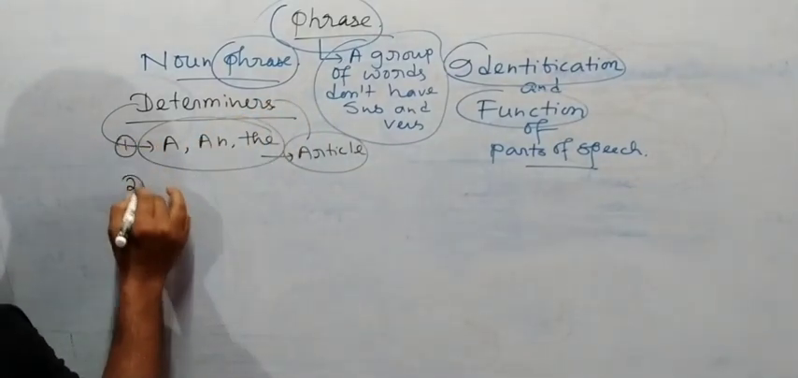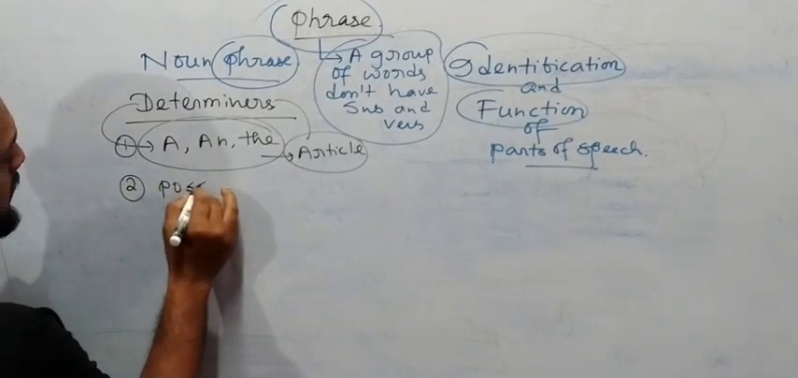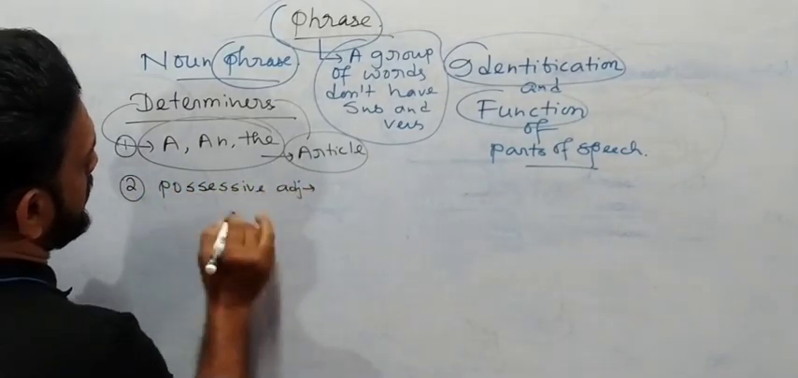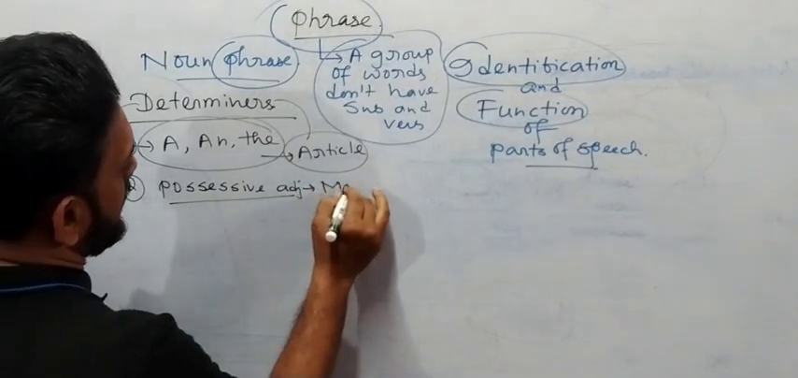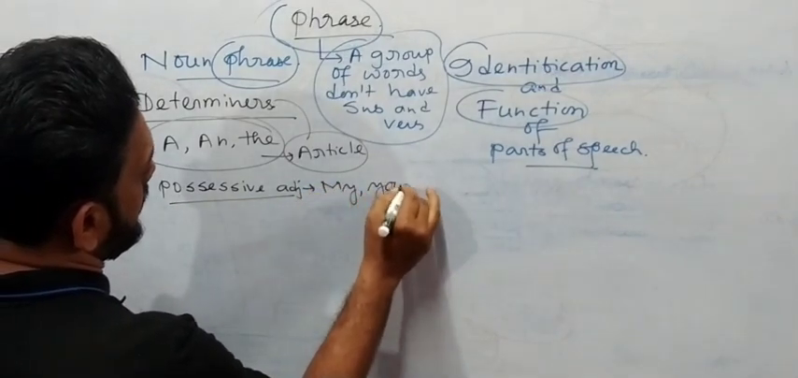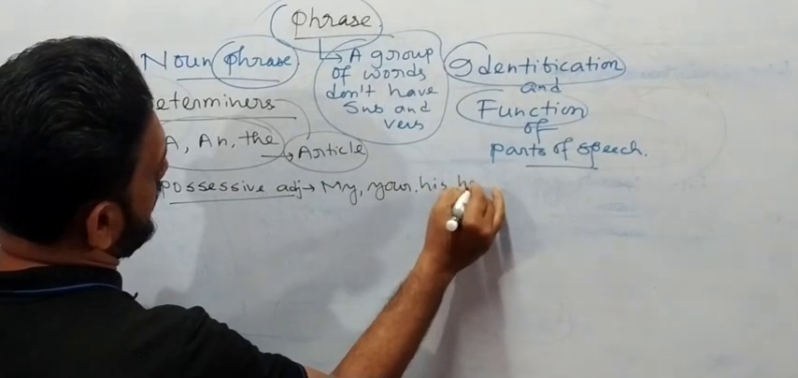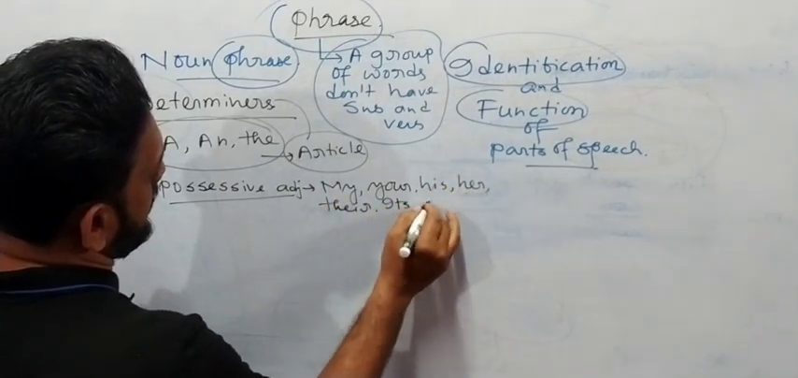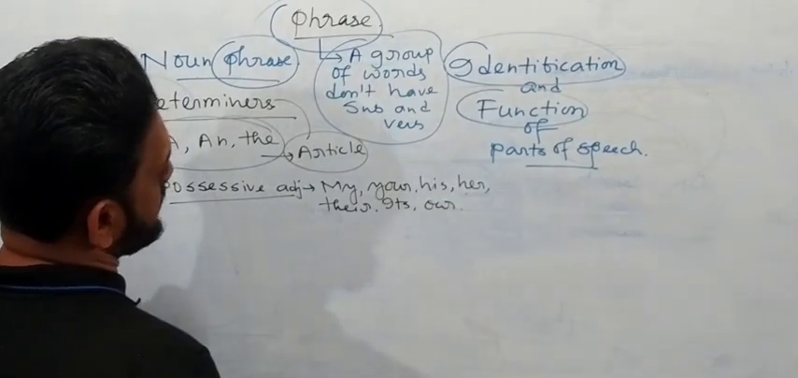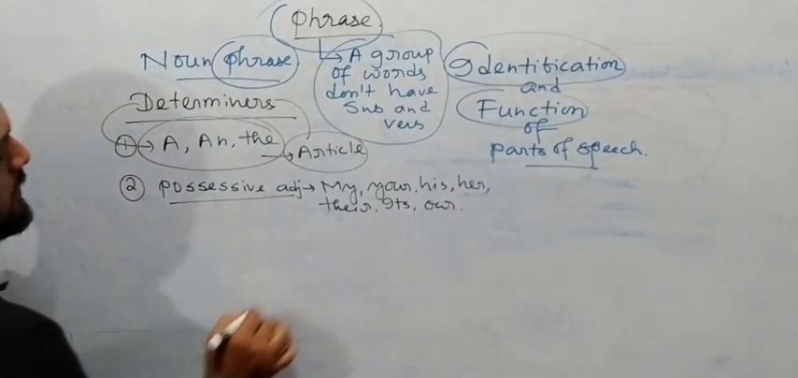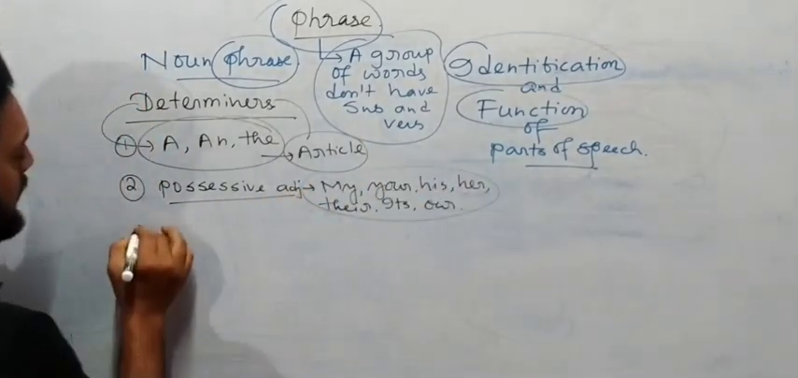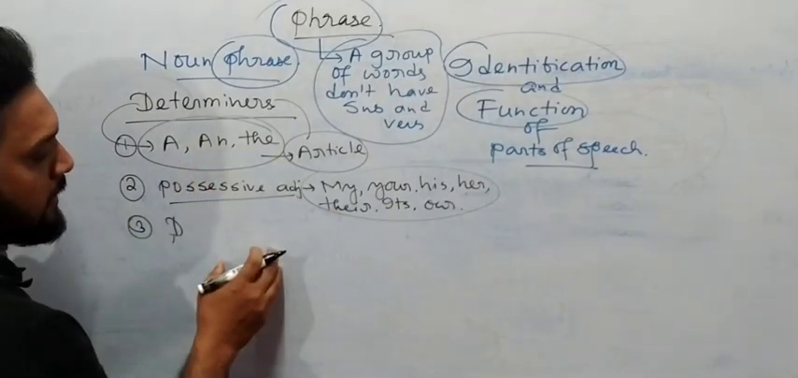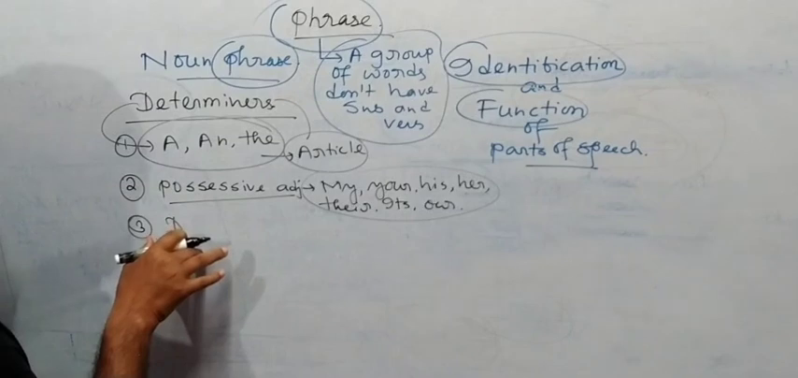Okay. And number 2 is possessive adjective. What? Possessive adjective. What are possessive adjectives? Like my, your, his, her, their, its, our. Okay, so all these are the possessive adjectives. What? Possessive adjective. Number 3 is demonstrative. Last day I have written all together. Right now I have just separated it.